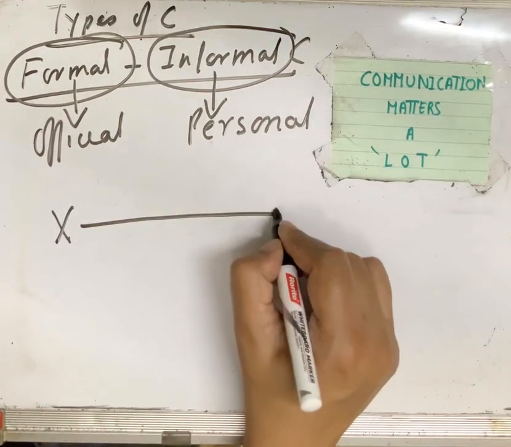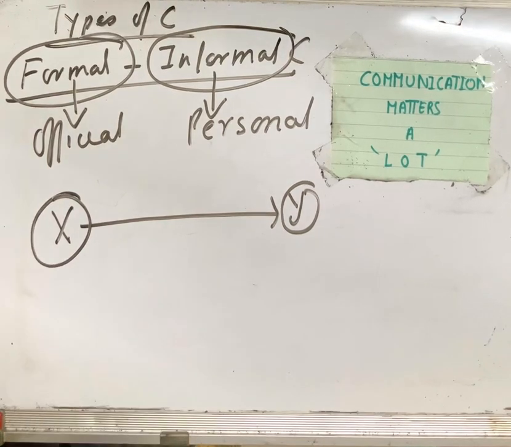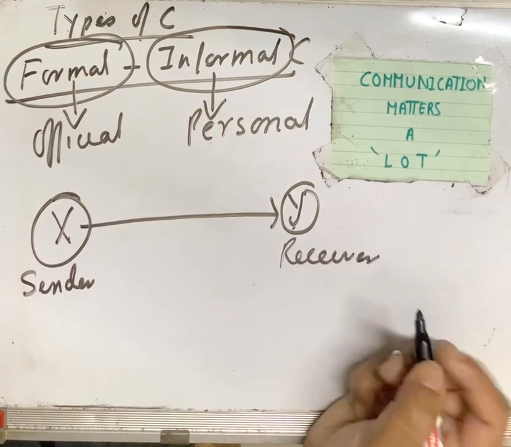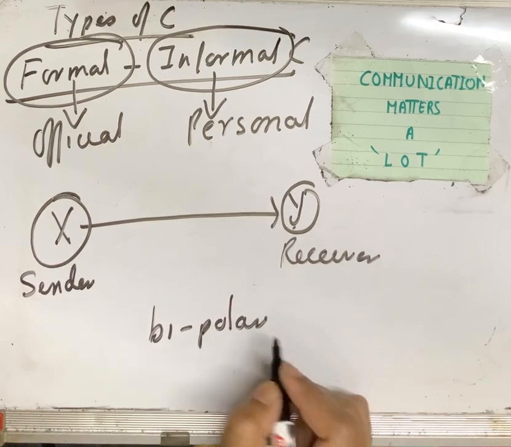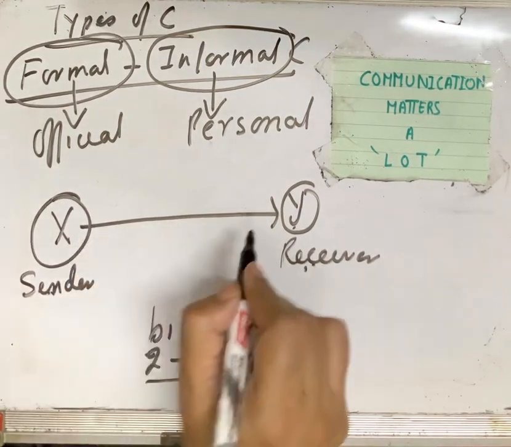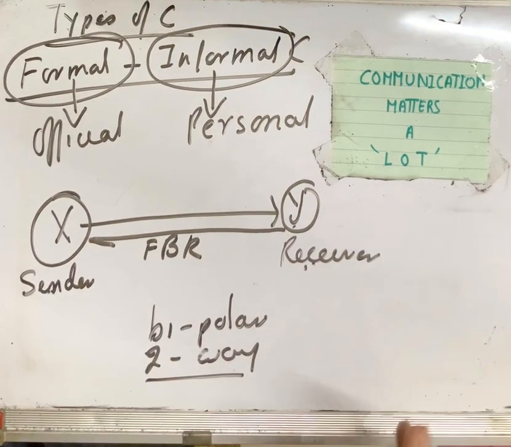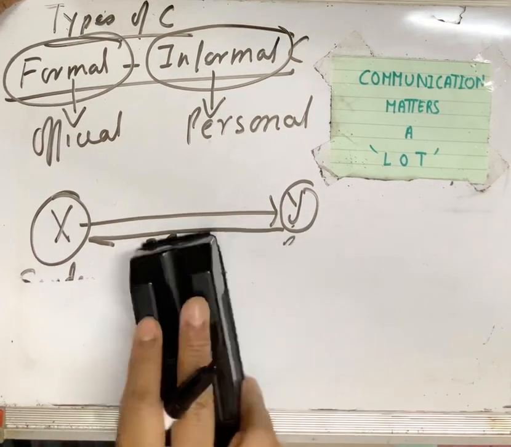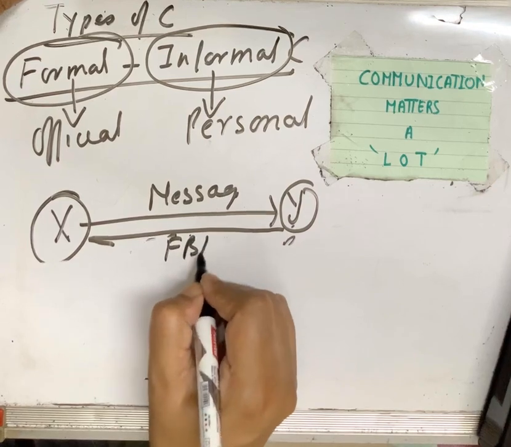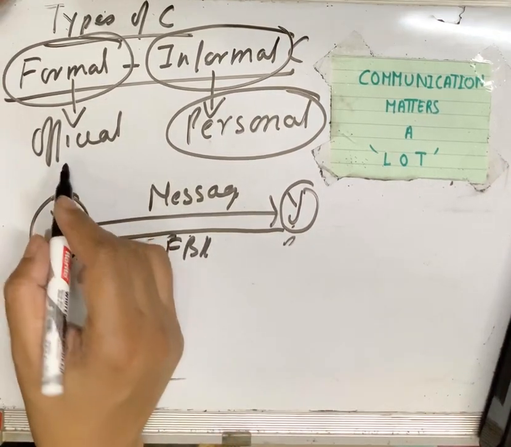So again, going back to the X and Y paradigm of communication, because remember, communication only happens when there is a sender X and a receiver Y, because communication is a bipolar process or a two-way process. Bipolar because it has two poles of sender and receiver, and two-way because the sender starts the process of communication and the receiver gives the response, which is called the feedback response. Now in this case, when we are talking about official communication, what happens is X sends a message to Y and Y gives a feedback, there is nothing personal about it.